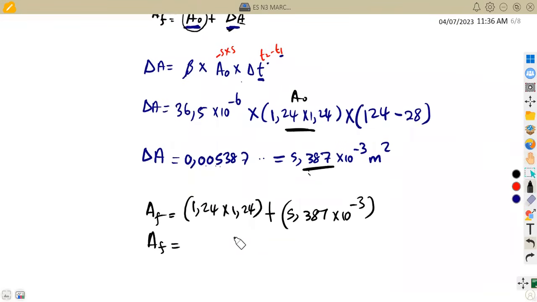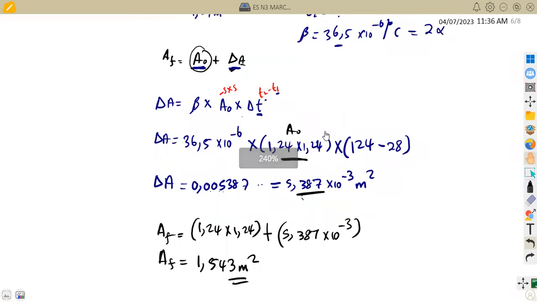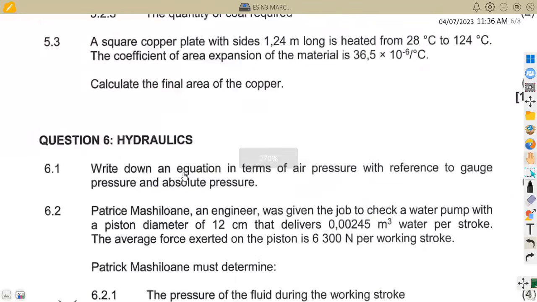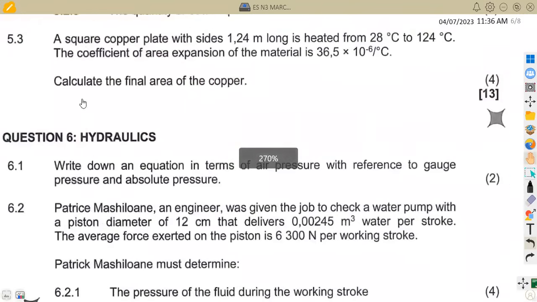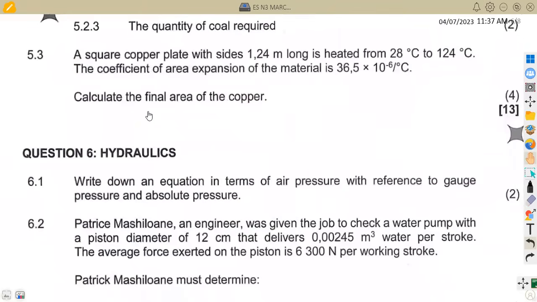If you simplify this properly, we are going to obtain 1,542,988 and so on, which is going to be 1,543 square meters if you round off to 3 decimal places. So this is going to be your final area in this case. All right. So that was the typical question. Very interesting type of question, because here you see the beta, the coefficient of area, it's not the linear, it's for area. So you're supposed to be very, very careful. That was question 5 on heat, carrying a total of 13 marks. So this was actually 13 marks.